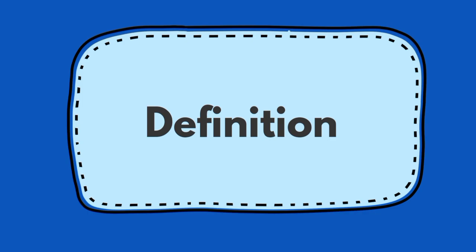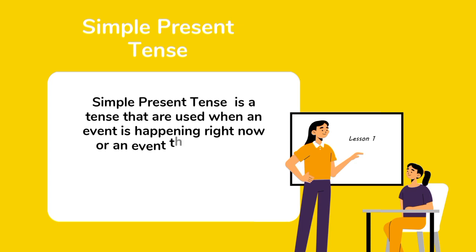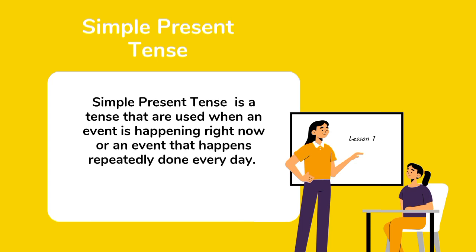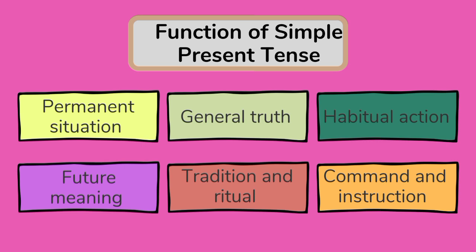Let's start with the definition of simple present tense. Simple present tense is a tense that is used when an event is happening right now or an event that happens repeatedly, done every day. So if you want to state your habit or a factual data, you have to use simple present tense. For more specifics, here are the functions of simple present tense.